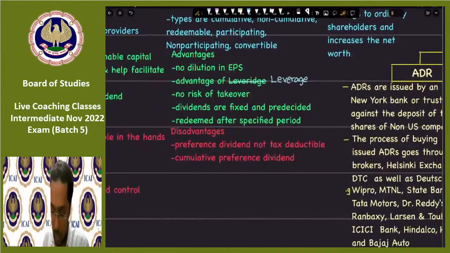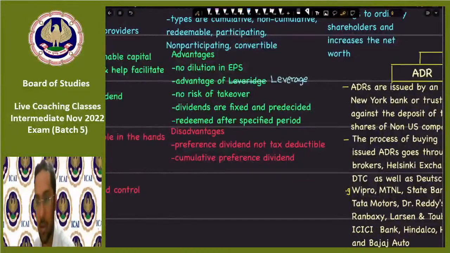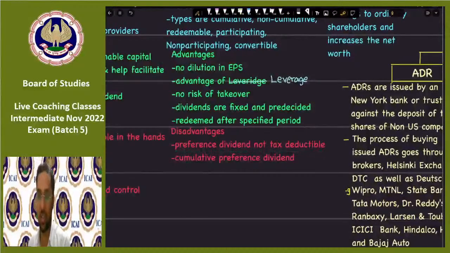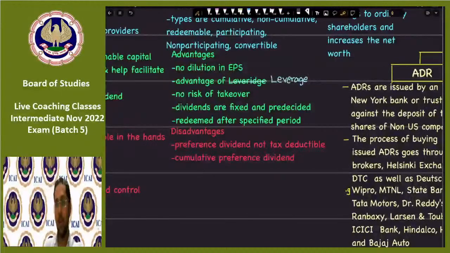Disadvantages are like, sir, whatever preference dividend you get, that is taxable in the hands of the shareholder. Moreover, whatever preference dividend you pay, that is not allowed as a tax deduction. The preference dividend paid by the company is not an expenditure in the eyes of law, because it's an appropriation of profits to the owners, and therefore there is no tax deduction available in that case.